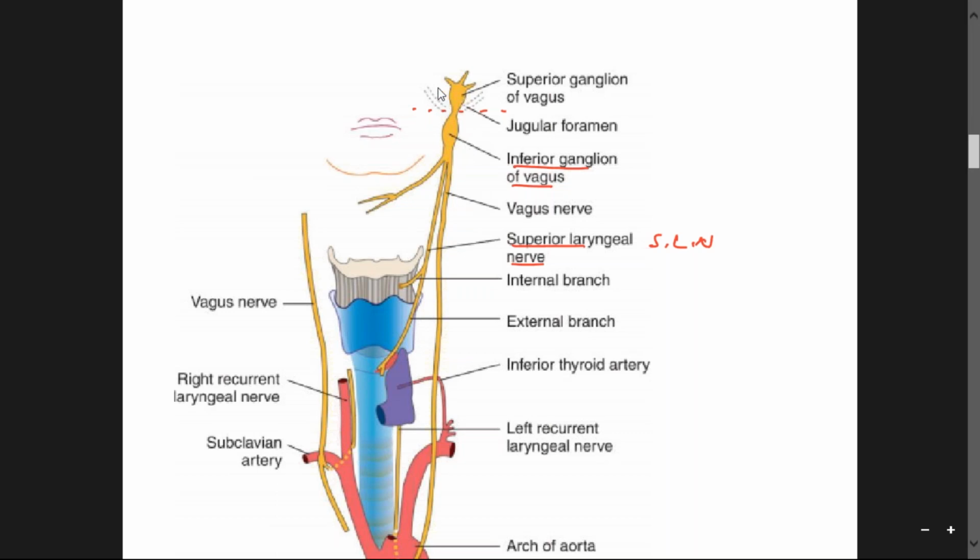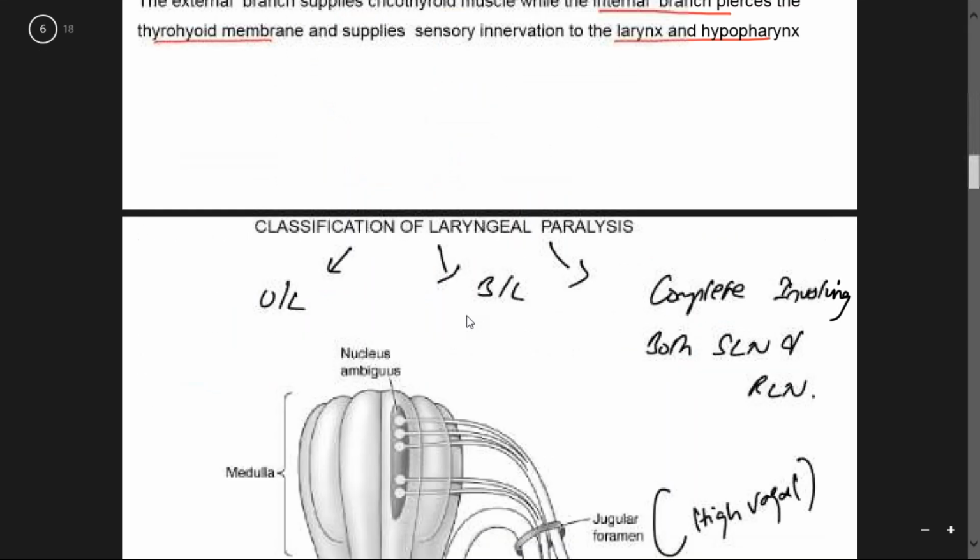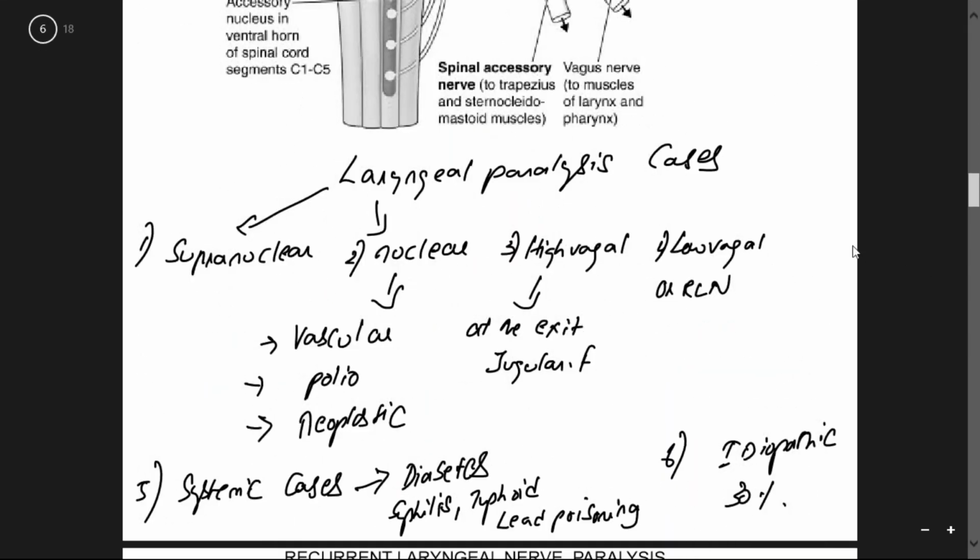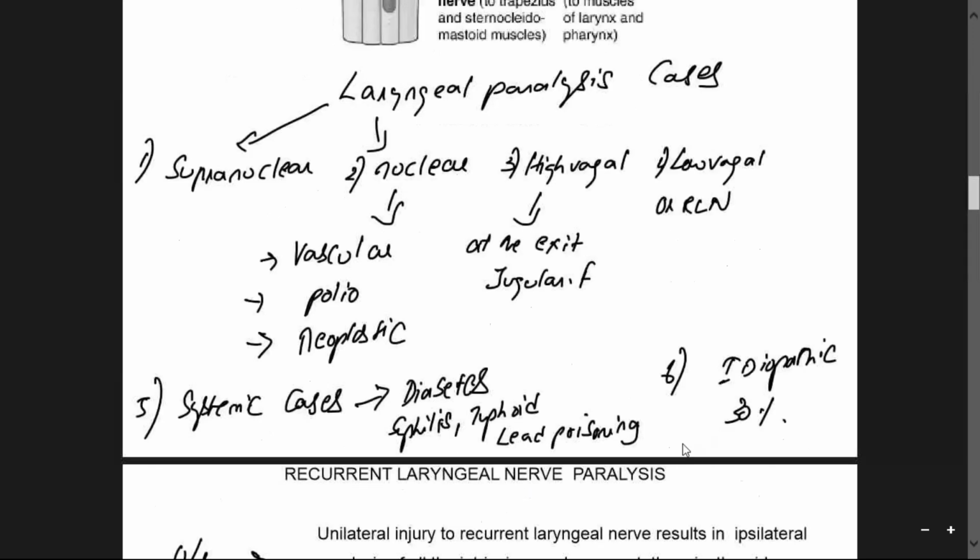So it is divided into supranuclear, nuclear, and high vagal. So this is the vagus, high vagal, whereas here it becomes low vagal. Any injury here will become a low vagal injury. Okay. What are the other causes? Systemic causes: diabetes, syphilis, typhoid, lead poisoning can also affect the vagus nerve. Whereas 30% of the time it may be idiopathic. We don't know what the cause of the recurrent laryngeal palsy is.